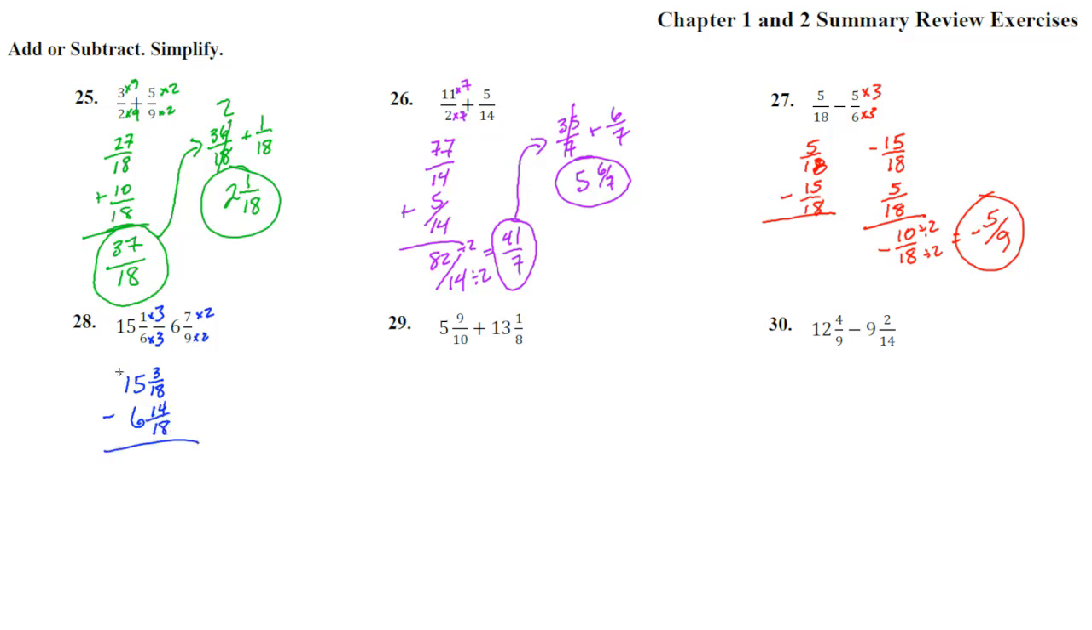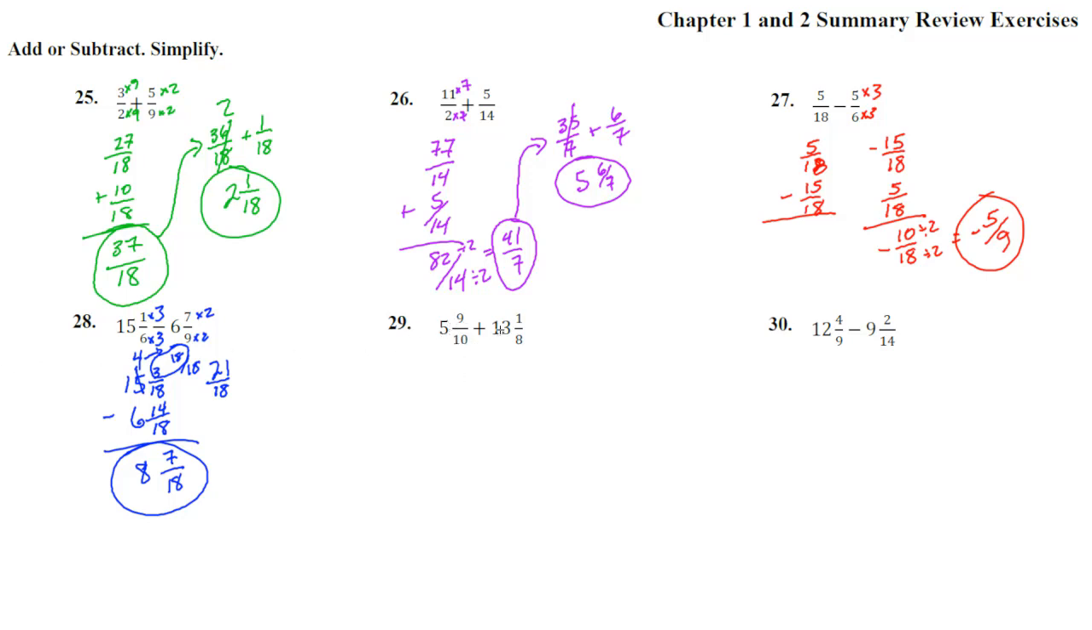Okay, got the strongest one on top. Ready to do the subtraction. 3 minus 14, that's too small. We can't do it. We got to borrow. And remember, when we borrow, that one is 18 eighteenths. So how many eighteenths do we really have? 21 eighteenths up there. Subtract 14 eighteenths. That's 7 eighteenths. 14 minus 6 would be 8. And it's positive. Good.